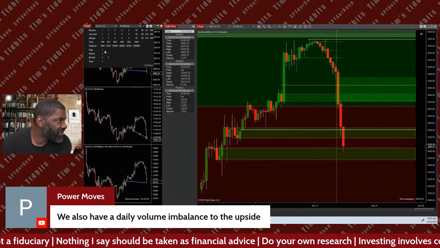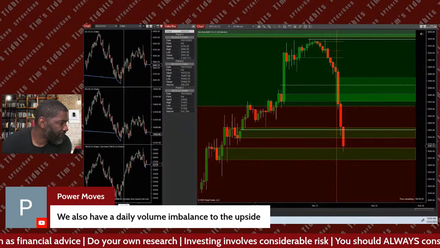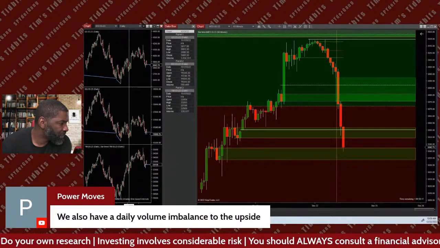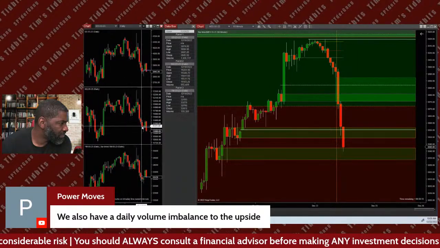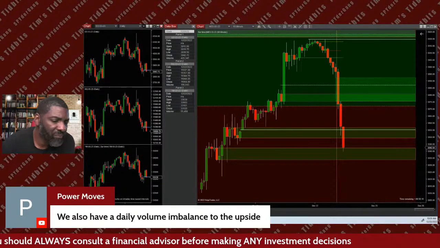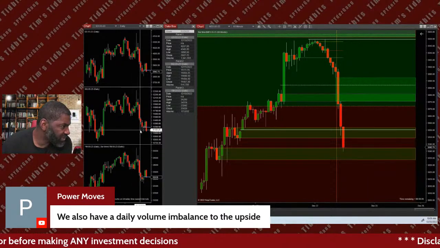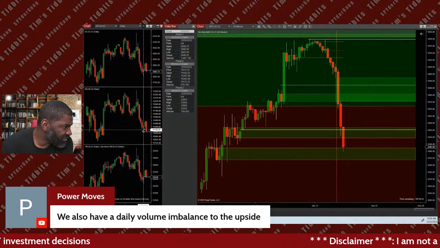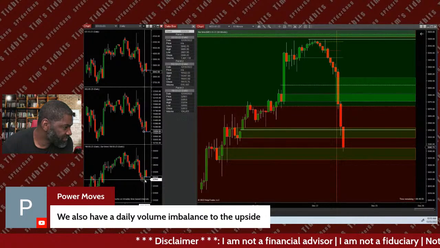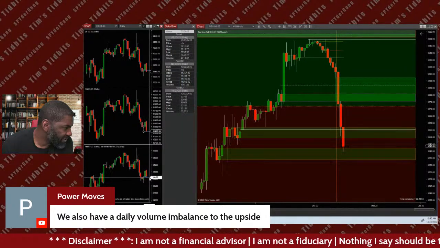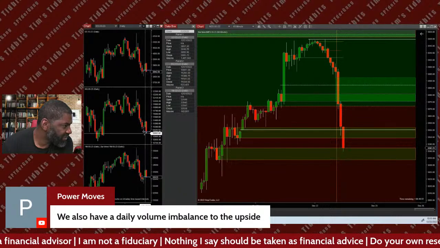Let me go to daily candles over here. What was Monday? Monday was the 19th. Yes. The NQ about to take out the weekly low. The Dow is getting down into that volume imbalance after taking out that low.